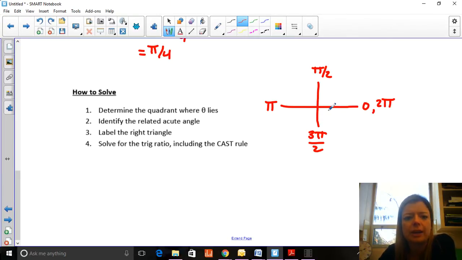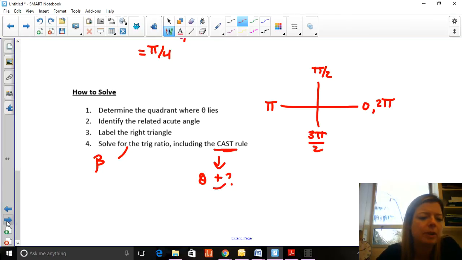You label the right triangle, and you solve for the trig ratio, and then you apply the CAST rule. So you solve for the trig ratio of beta, and then you apply the CAST rule to say, is theta plus or minus whatever it was for beta.